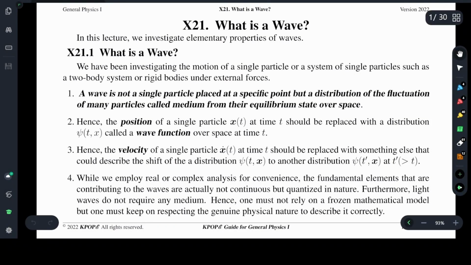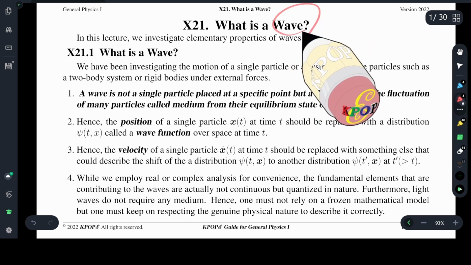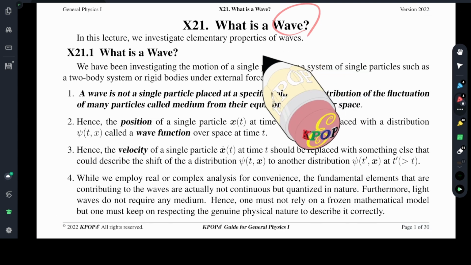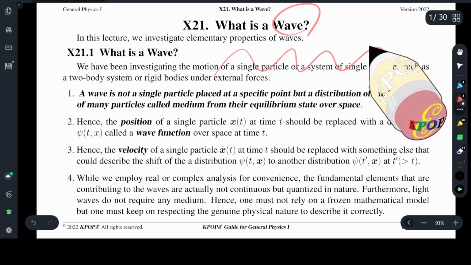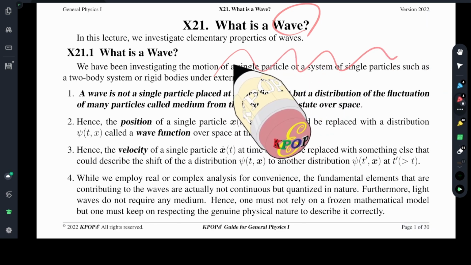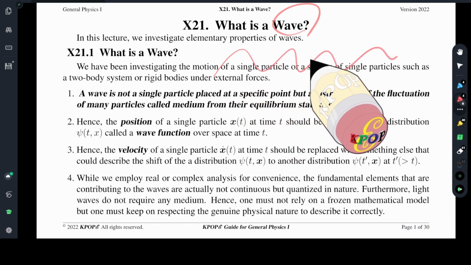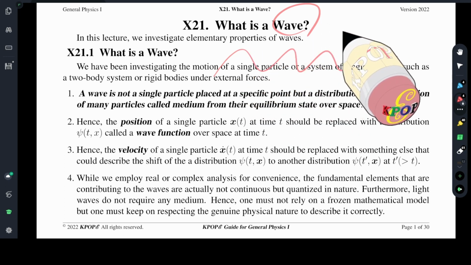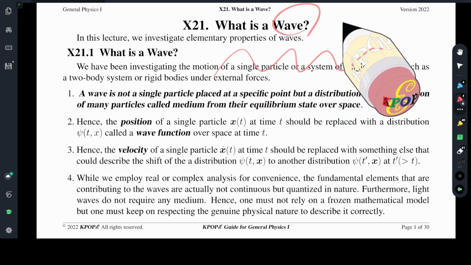In this class we study waves. So we know what a wave is. A wave has oscillating behavior, and in two viewpoints.